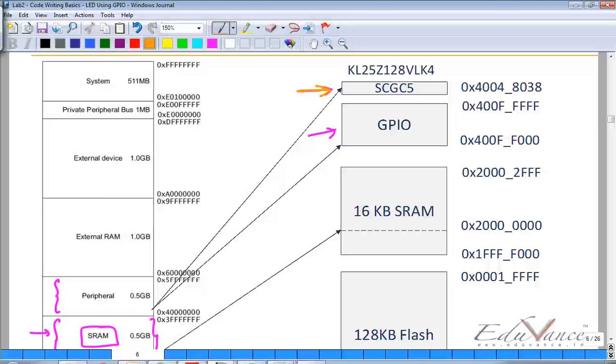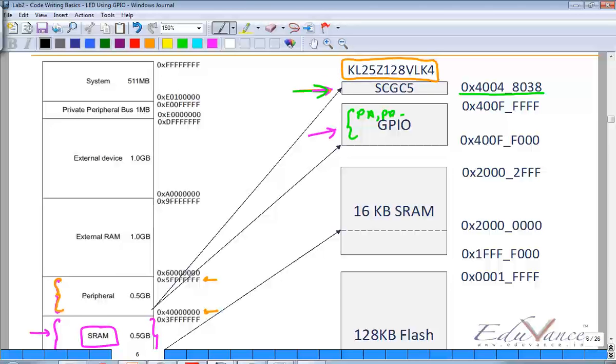So you'll have SCGC 1, 2, 3, 4, 5, 6, of which in our first lab we will be looking at SCGC 5. And the manufacturer, Freescale Semiconductors, has told us that ARM has told them to put peripherals between these addresses, of which they are putting SCGC 5 at location 4004 8038, and the general purpose ports, which are port A, port B, and so forth, between addresses 400F F000 and 400F FFFF.